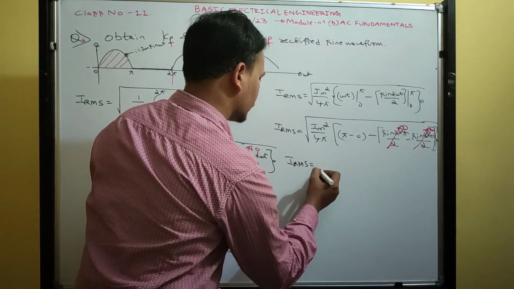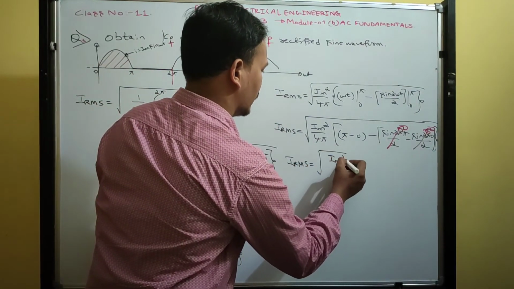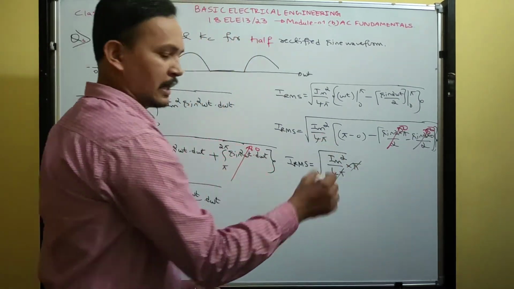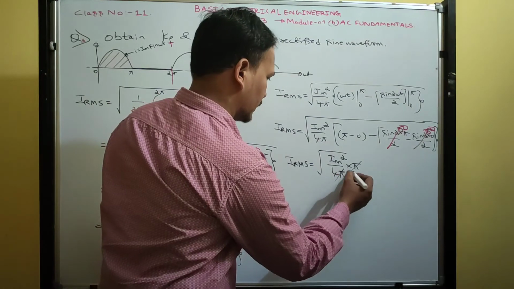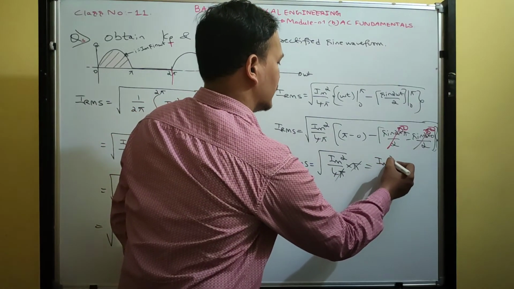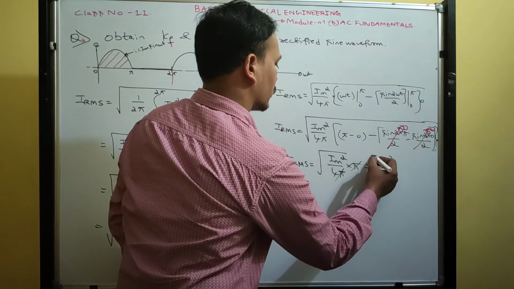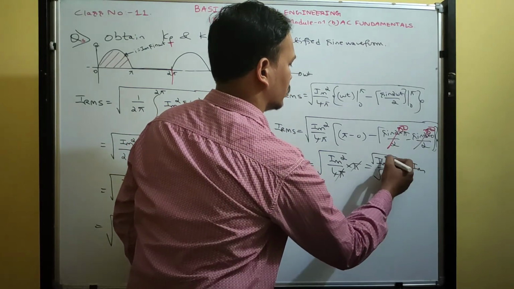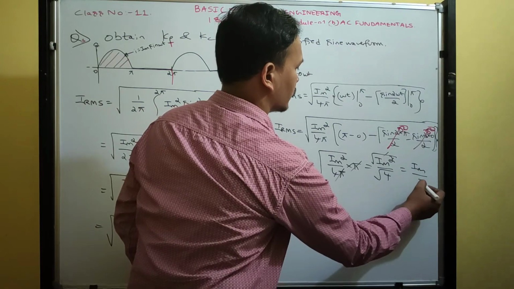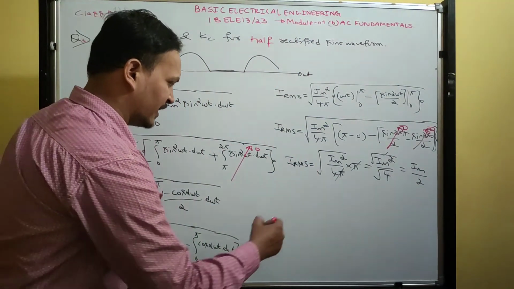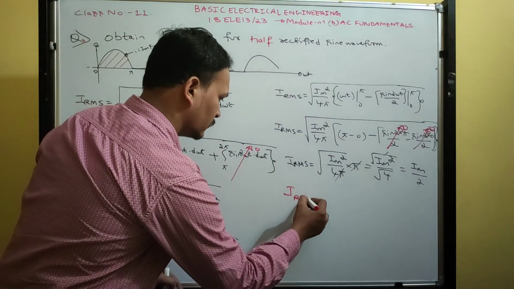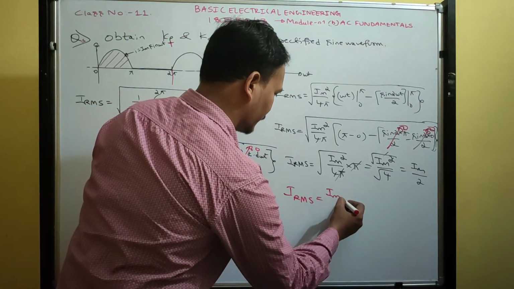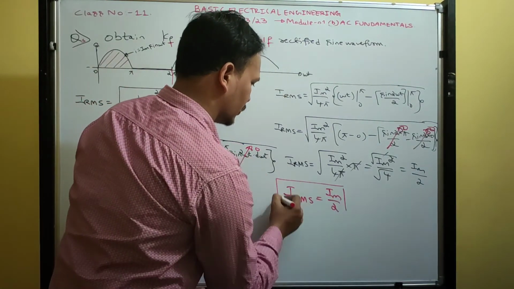Therefore, IRMS is equal to Im square by 4 pi into pi. Pi gets cancelled. Therefore, Im square by 4, root of that and root of this. So what will you get? Im, 2 root cancel. Root 4 is 2. So what is the final answer? Im by 2.